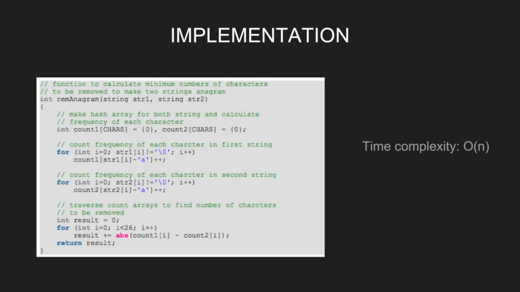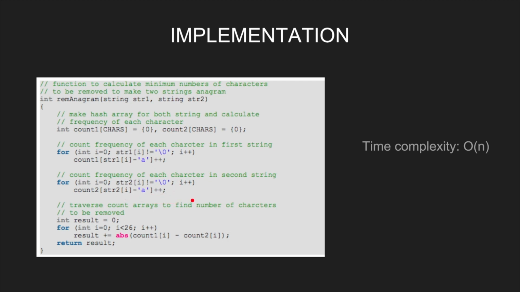Let's look at the implementation. Make count arrays for both the strings and calculate the frequency of each character. Count the frequency of each character in the first string by doing count1[string1[i] - 'a']++. Similarly, fill the second count array for string 2.